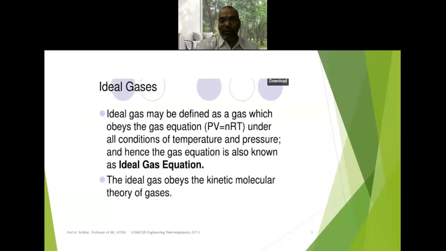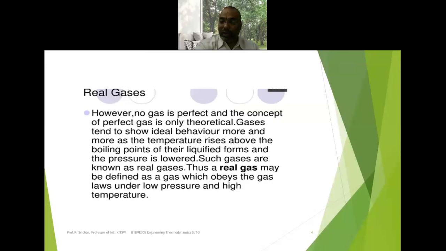So first of all, how can we define the ideal gas? That is a very important one. An ideal gas may be defined as a gas satisfying the perfect gas equation of state, that is PV equals mRT or PV equals nRT, under all conditions of pressure and temperature. So it is known as the ideal gas equation. The ideal gas obeys the kinetic molecular theory of gases. That is the basic behavior of ideal gases.